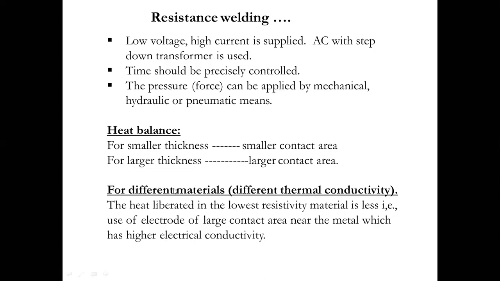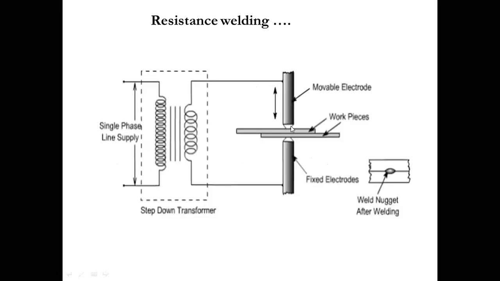So if I want to weld a thick material, then the diameter of this electrode should be large, right? So then it will have more contact area, and it can conduct more current towards the workpiece, right? The conductor is the one which will allow the current to pass into it.